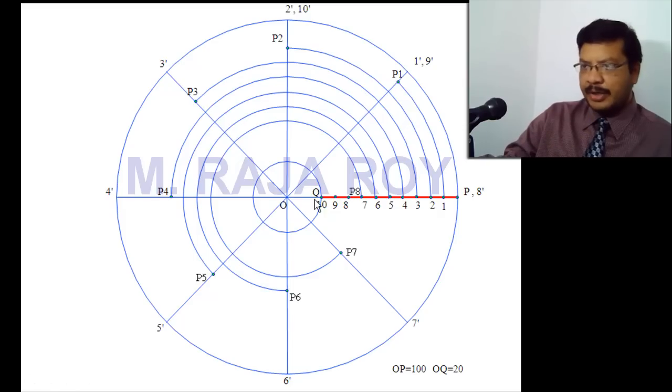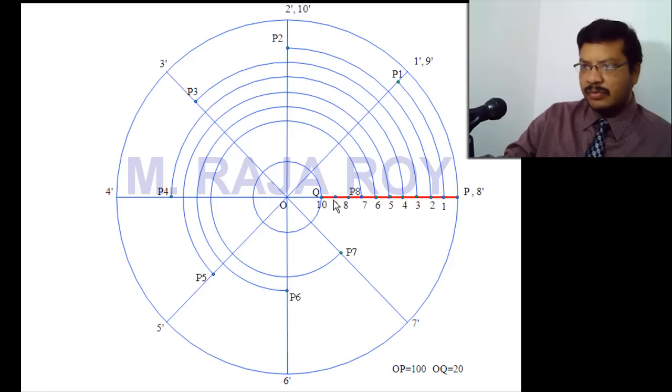Then the P8 point, O8 as radius. Then you have to draw the arc onto the O8 dash line only. So here itself you will get P8. This point itself is P8. P and P8 remain the same. The 8 point and P8 point remain the same.